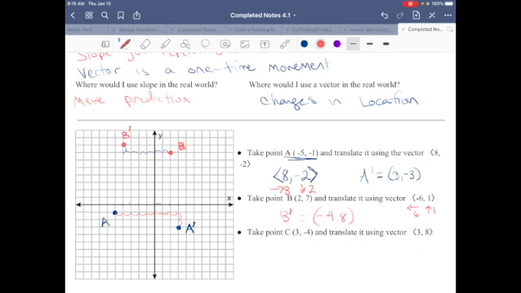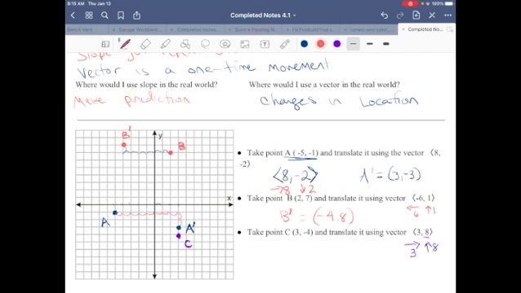So let's see if we can do it with one more. C is going to be at 3, -4, so that's positive 3, -4, right close to our A prime, so that's C. And then we're going to use the vector 3, 8. So let's ask ourselves, is this 3 positive or negative? That's positive, so that's going to be to the right 3. And our vertical component is positive, so that's going to be up 8.